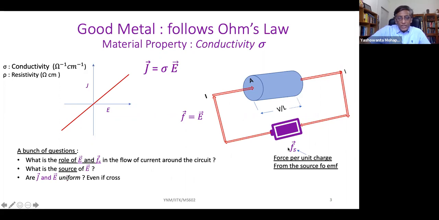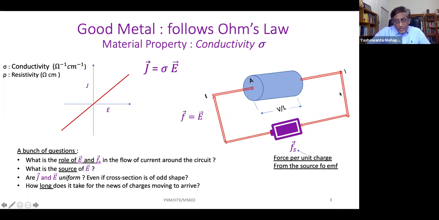In any of this connector or inside, are J and E uniform? Even if the cross section is, let's say, an odd shape, will E and J be uniform? Then how long does it take for the news of the charges that have been pushed here to reach other parts of the circuit? One charge has been pushed and soon we'll have a current flowing in the circuit. How much time does that take? That will clarify the role of the battery and the electric field in the circuit.